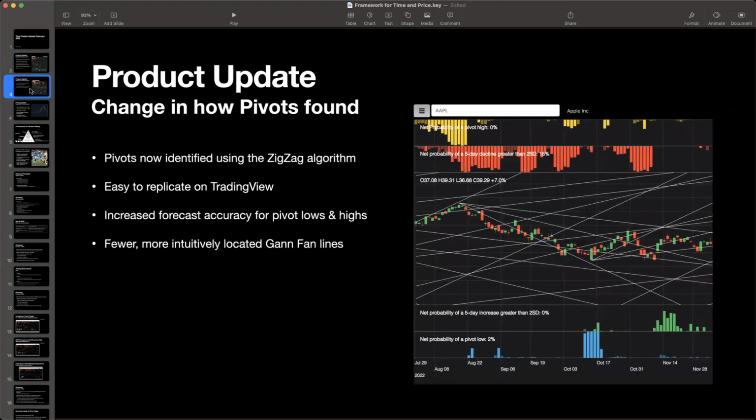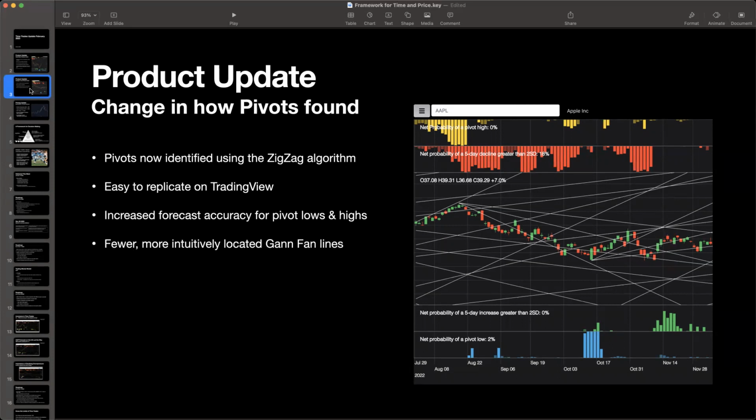The second one is we just rolled out today a change in how the pivots are found and identified. They're now using the zigzag algorithm, which is also available on TradingView. So if you want to replicate that on TradingView, you can use the zigzag with a length of 116 days. Then you'll be able to get the same results in TradingView that we do on Time Trades.